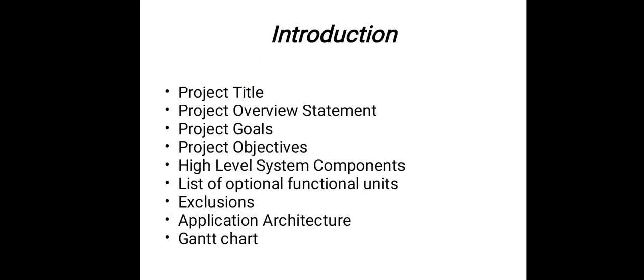So if we go through this guide, you will be seeing some elements which are listed in my slide. These are project title, project overview statement, project goals, project objectives. There is a certain discrimination between the goals and objectives, which I will be discussing with you in the next section. It would contain high-level system components, list of optional functional units, exclusions, application architecture, and Gantt chart.